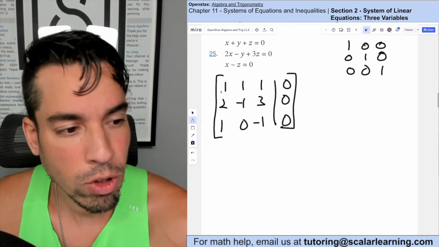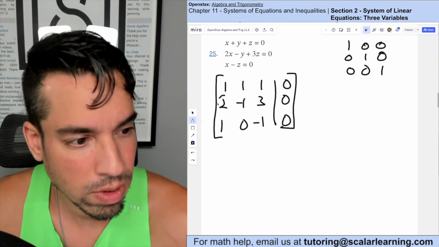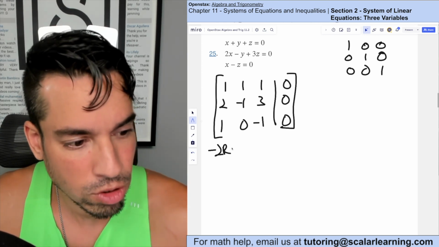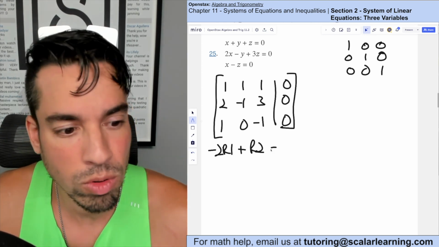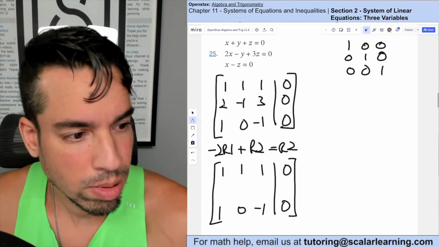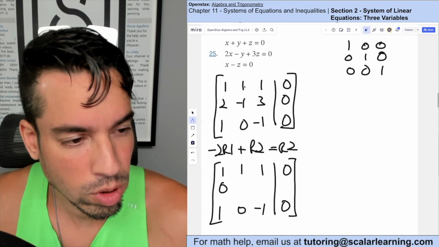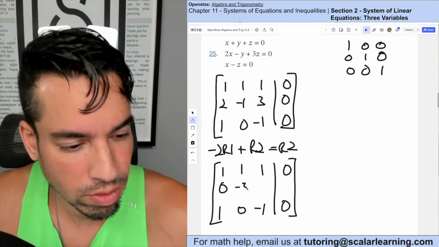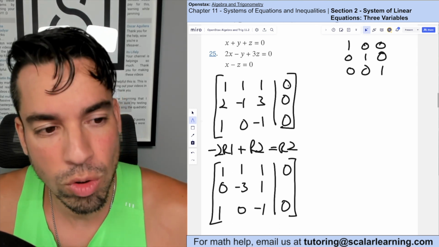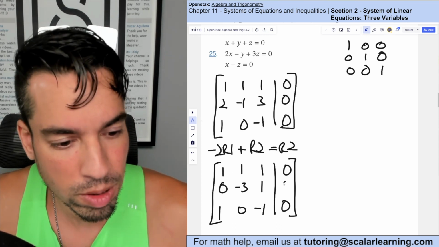Okay, so the first thing I'm gonna do is I already got a 1 here. Let's flip this to a 0. I'm gonna multiply the top row by -2, and I'm gonna add that to the second row to get a new second row. Let's go. So -2 times 1 plus 2 is 0. -2 times 1 is -2 plus -1 is -3. -2 times 1 is -2 plus 3 is 1. And -2 times 0 is 0 plus 0 is 0.